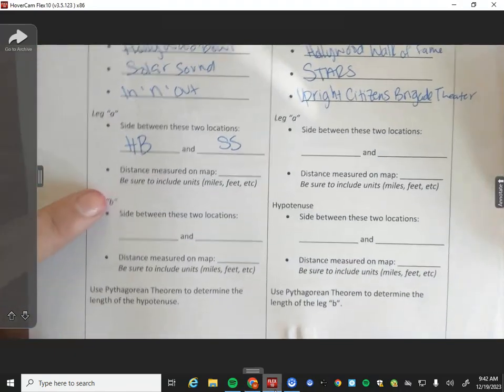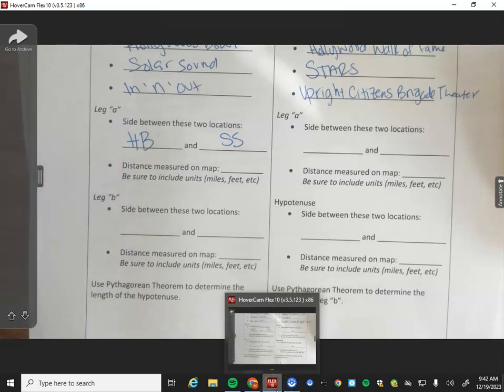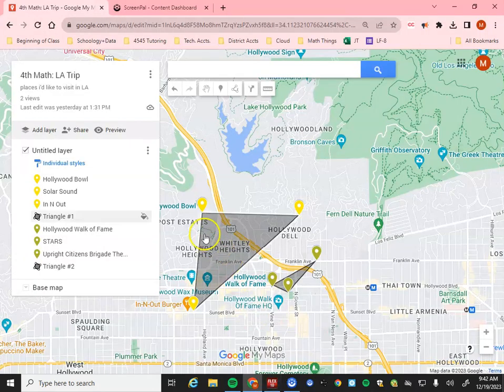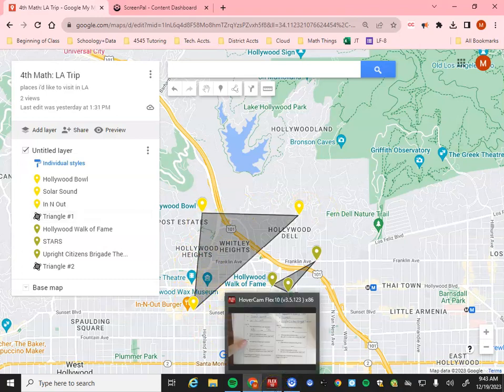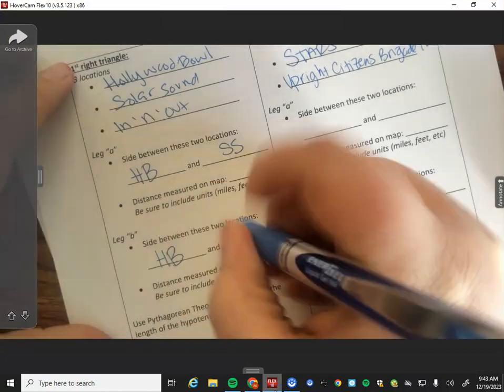Okay. The other leg, leg B, I'm skipping the distance, I'll get that in just a second. Leg B is going to be the other leg, so not Hollywood Bowl to Solar Sound, but mine is Hollywood Bowl to In and Out. So whatever 2 sides that you have that outline the right angle, that's what you'll use. So here's the Hollywood Bowl and In and Out.